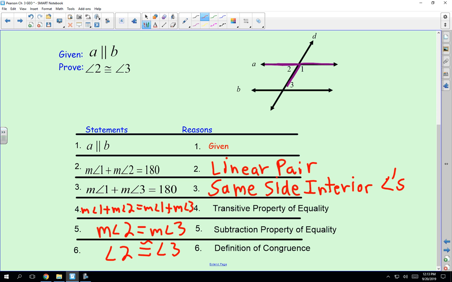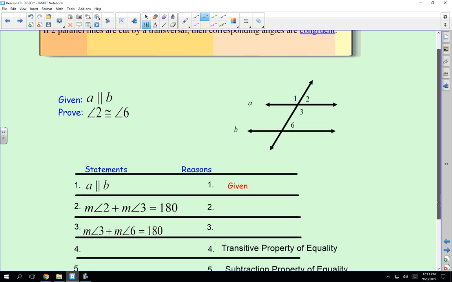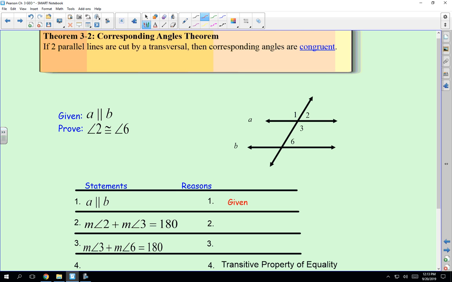Right, so the first one was a postulate about same side interior angles being supplementary. This one is about alternate interior angles being congruent if the lines are parallel. The next one is proving that corresponding angles are congruent if the lines are parallel cut by a transversal. Here's how this goes. We start the same way. Every one of the proofs in this section, 3.2, starts with the lines being parallel. If the lines are parallel, then this is what must be congruent or supplementary.